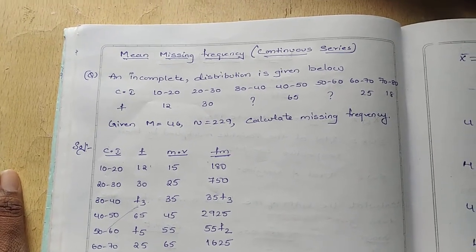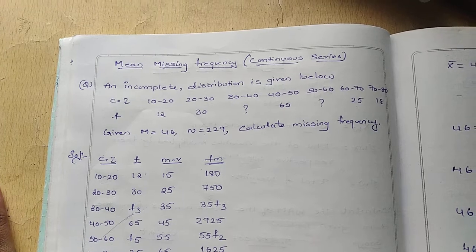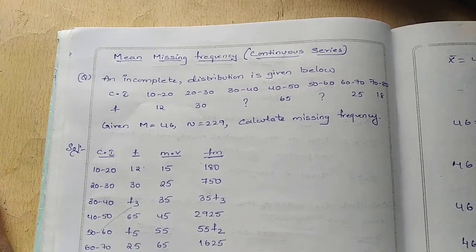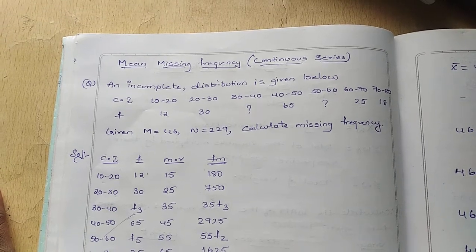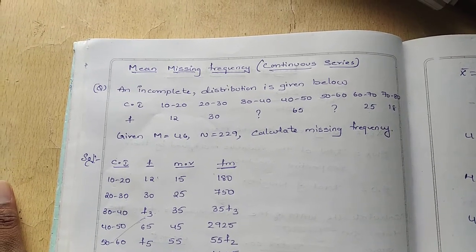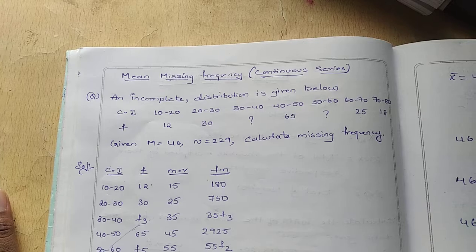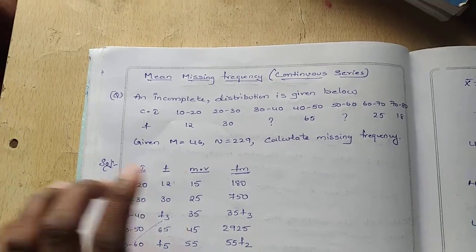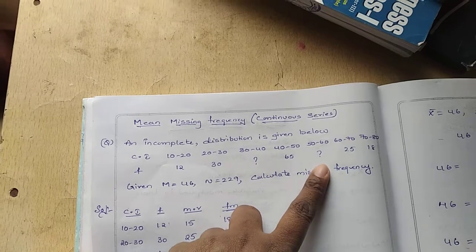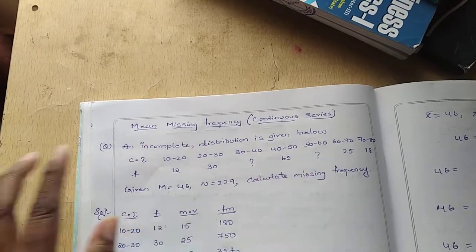In business statistics, today we are going to discuss the mean with missing frequency, that is, double missing frequency. In the previous class, I discussed missing frequency regarding discrete series and continuous series. There, if one frequency was missing, we calculated it. But in this question, two frequencies are missing. So in that situation, how do we calculate?